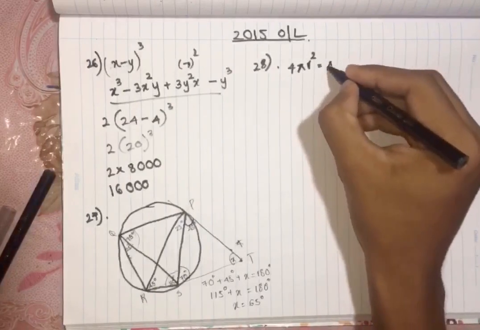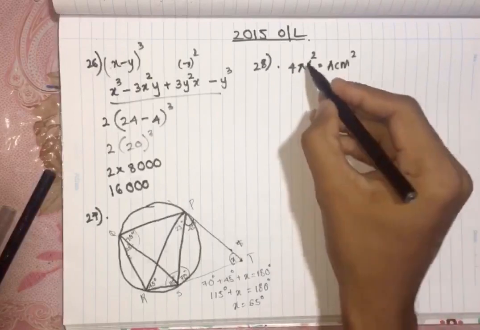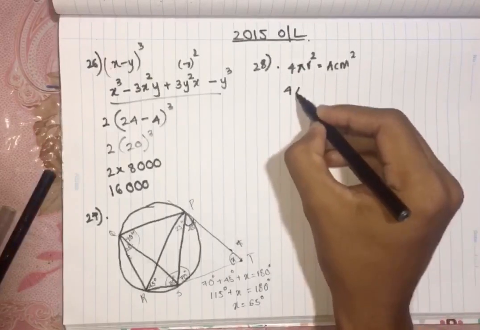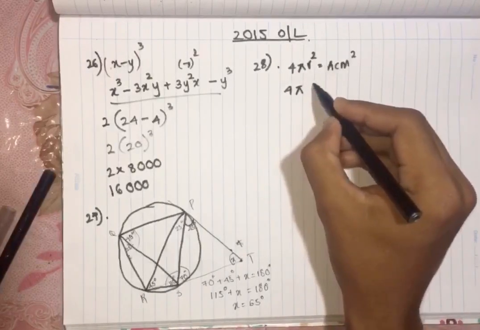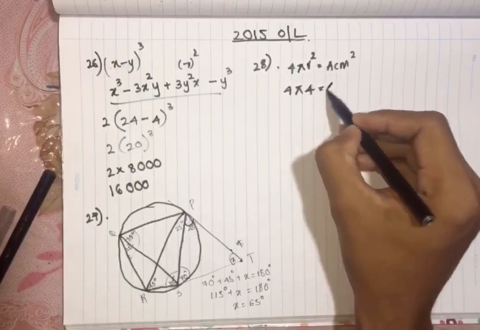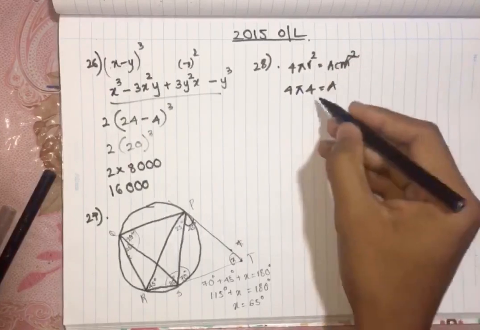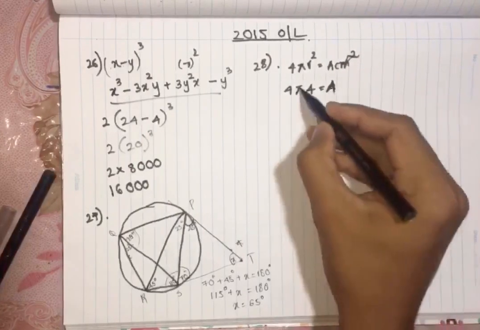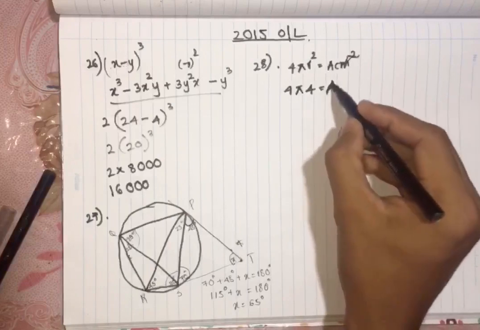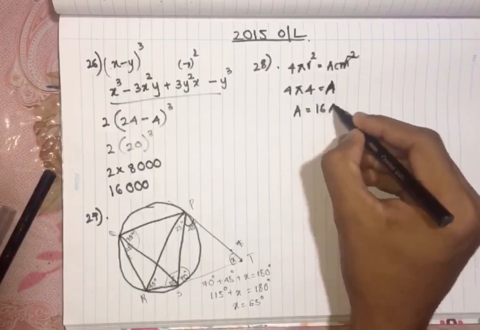It is given as a centimeter squared. Now you know the radius there. Radius is 2. Therefore, let us substitute. 4 pi, 2 into 2 is 4. Centimeter and centimeter will cancel off. Therefore you have a here. This is a. And then you have to find out how much this a is. Therefore a is equal to 4 times 4, 16 pi.